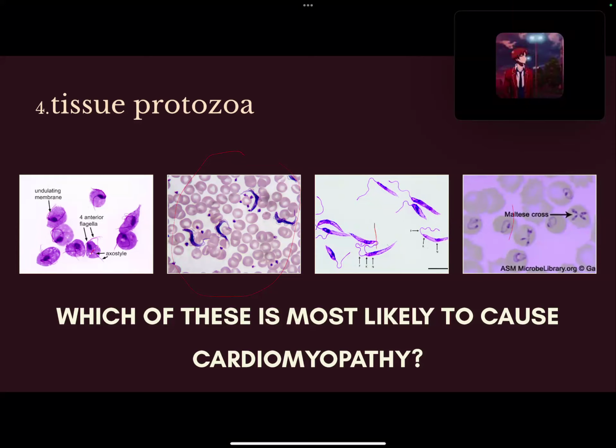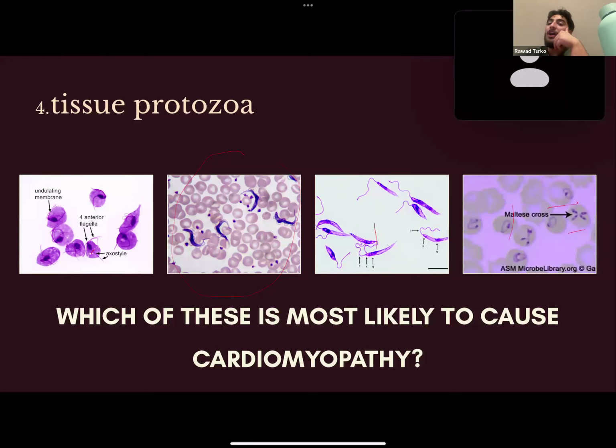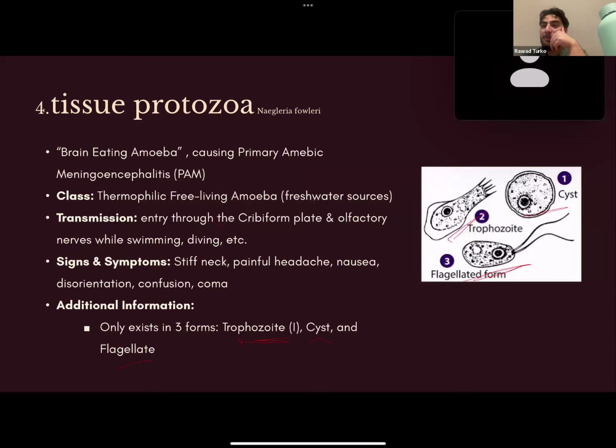And you can see the merozoites. Merozoite and the trophozoite, both. Yeah. Perfect. Great job, guys. The third one is Leishmania. Yes, Leishmania. And the first one? Trichomonas vaginalis. So we're going to go back to it.